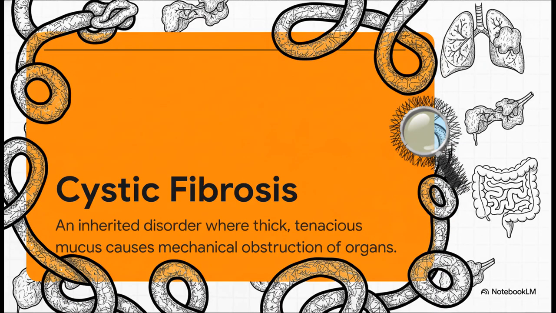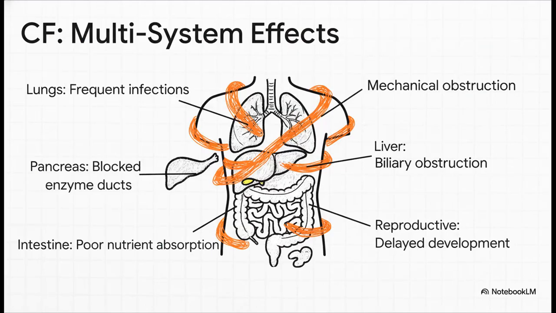The one thing, the absolute hallmark of this disease that you have to remember is thick, sticky, tenacious mucus. It's that mucus that's the root of all the problems, causing blockages everywhere. And this is so crucial to understand. CF is not just a lung disease. A lot of people think that, but it's a multi-system disorder.